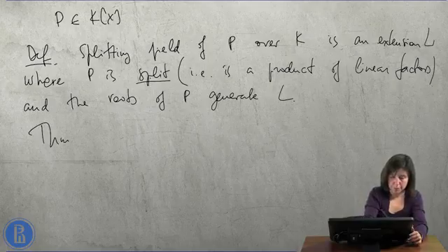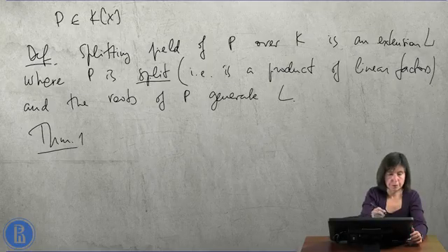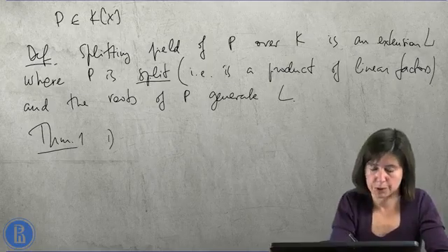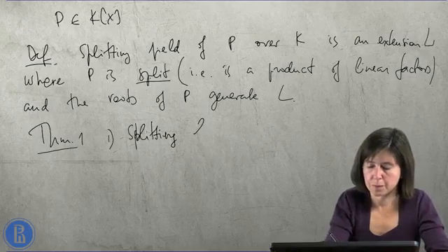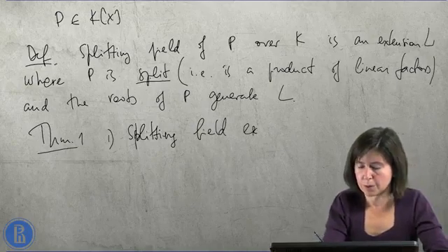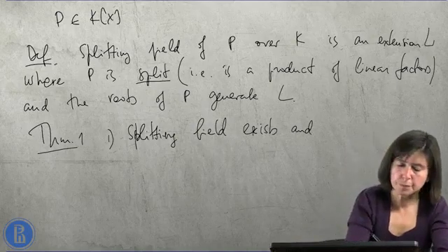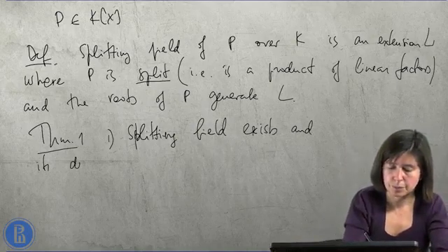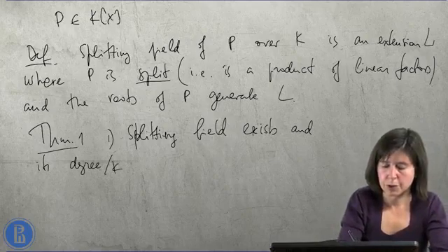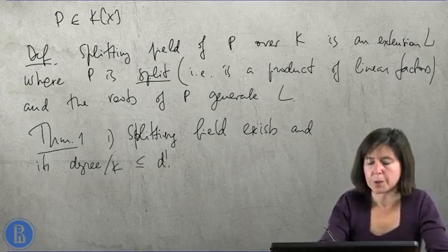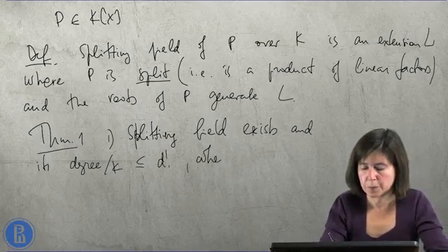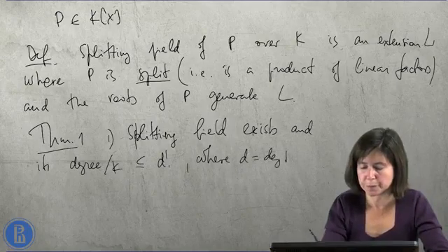Theorem 1, I think. A splitting field exists, and its degree over K is less or equal than d factorial, where d is the degree of P.